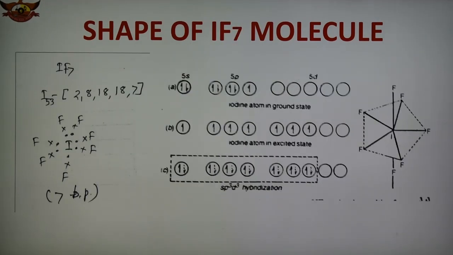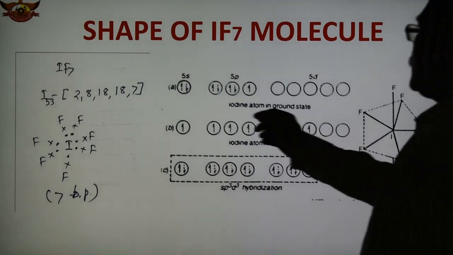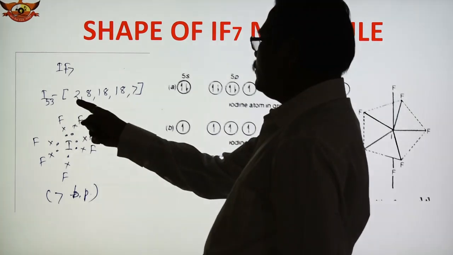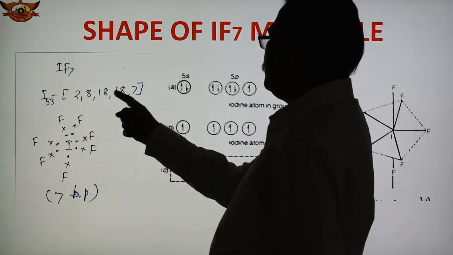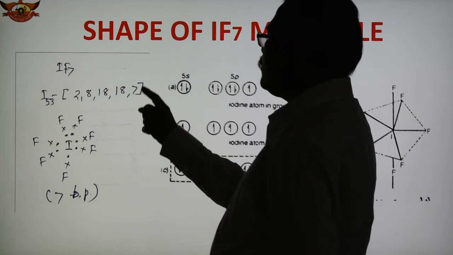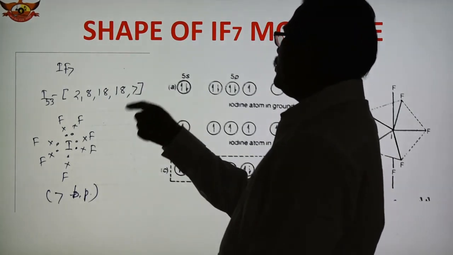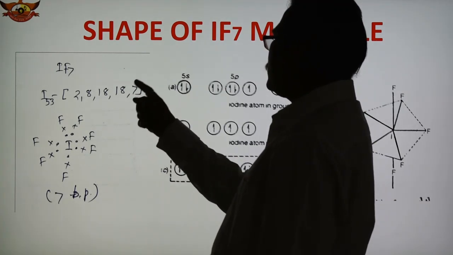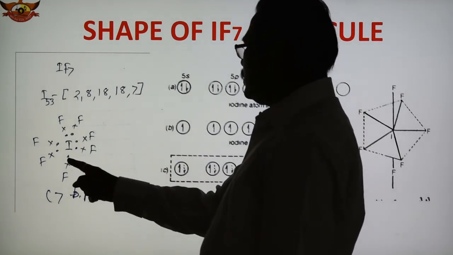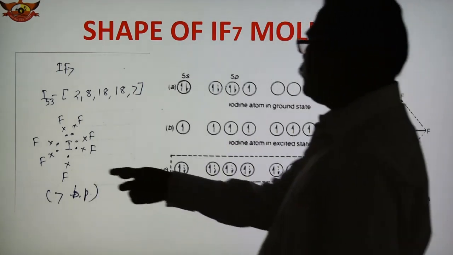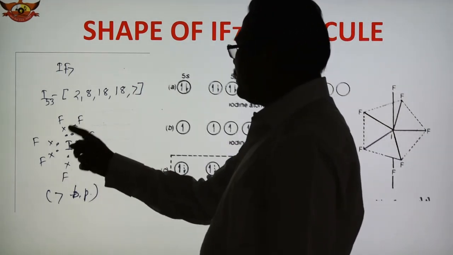And the last example is the shape of the IF7 molecule. In case of IF7 molecule, the central atom is iodine. So iodine atomic number is 53. Valence shell configuration is shown here: 2, 8, 18, 18 and 7. 5 shells are there: 5s2, 5p5. So 7 electrons are there, and 7 electrons shown here: 1, 2, 3, 4, 5, 6, 7. And 7 electrons of the 7 fluorine atoms overlap, forming bond pairs.